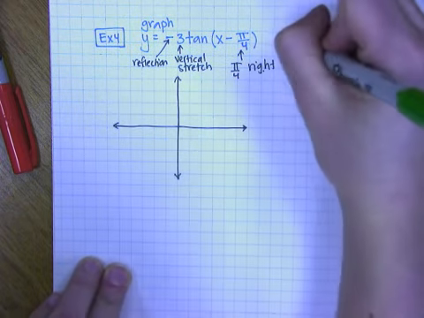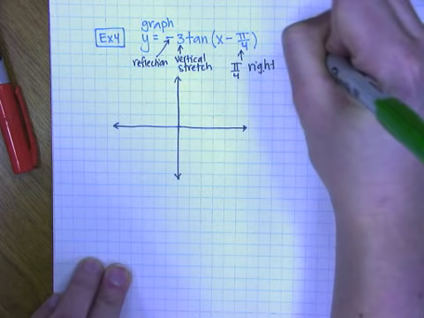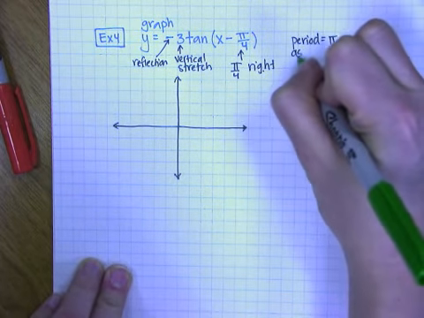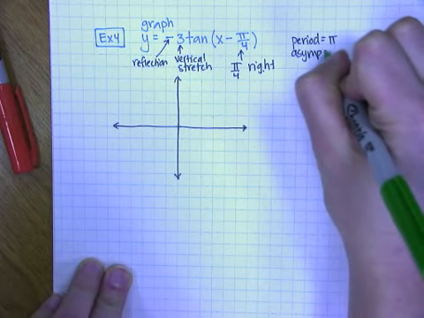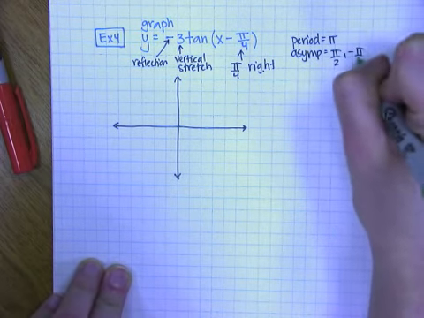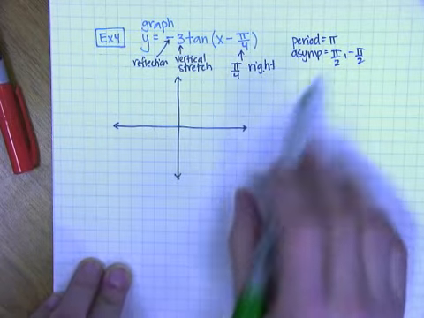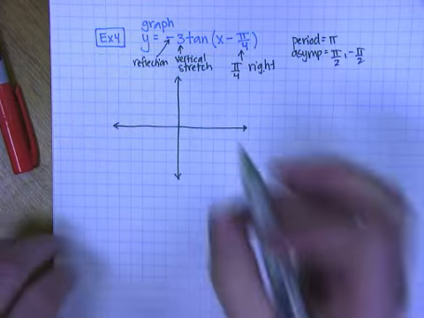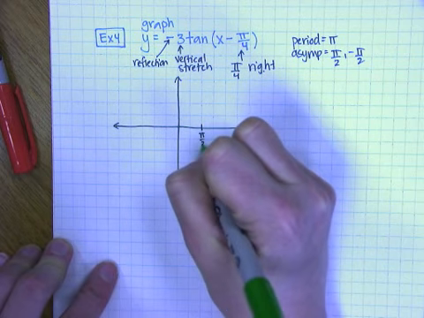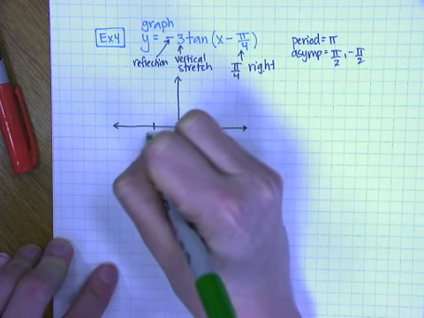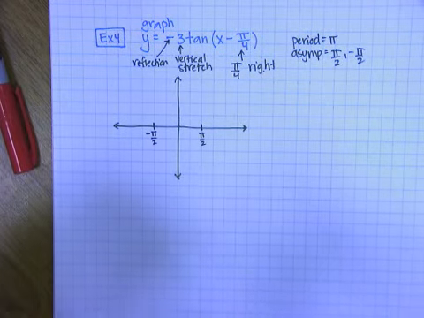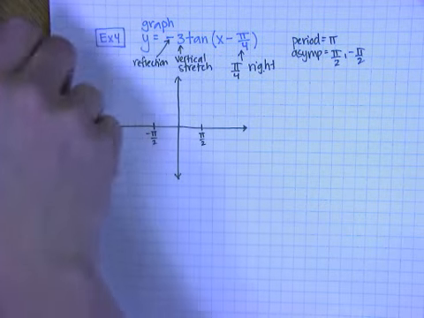So let's see. The period didn't change. The period is still pi, and that means my asymptotes, if they're half of that, are at pi over 2 and -pi over 2 still. Although those are going to get shifted right with the whole graph. So let's see, my asymptotes would have been at pi over 2 and at -pi over 2. However, everything, including the asymptotes, is getting shifted to the right.